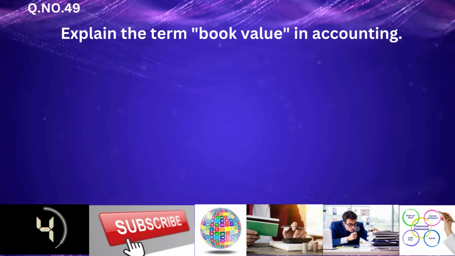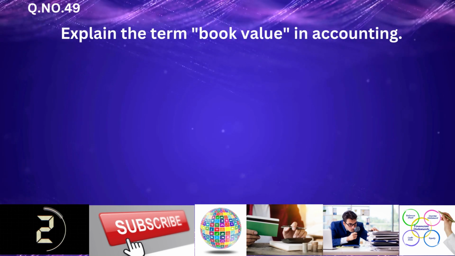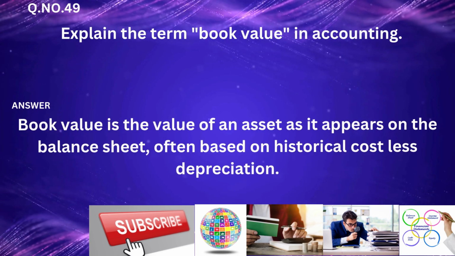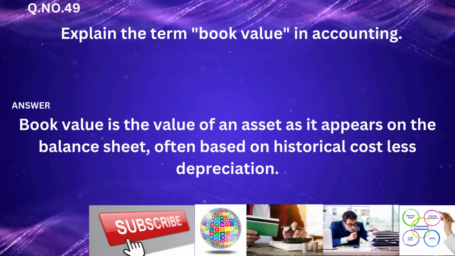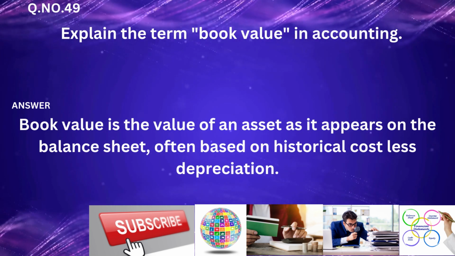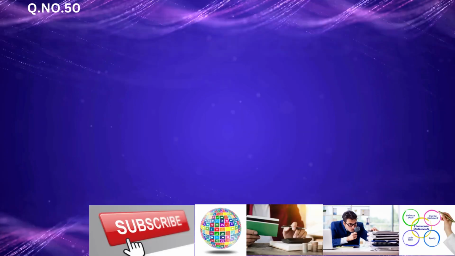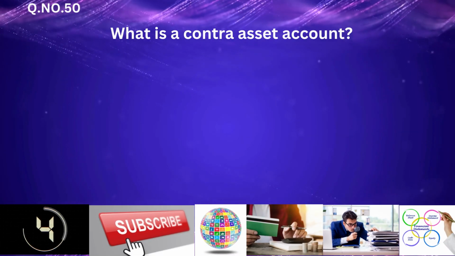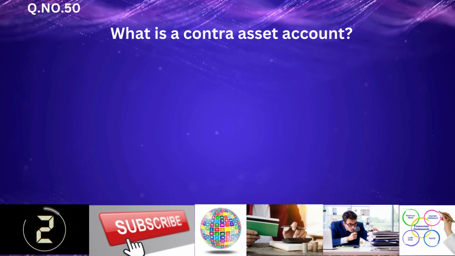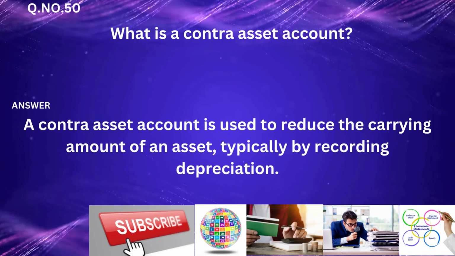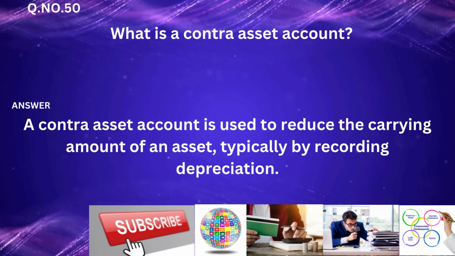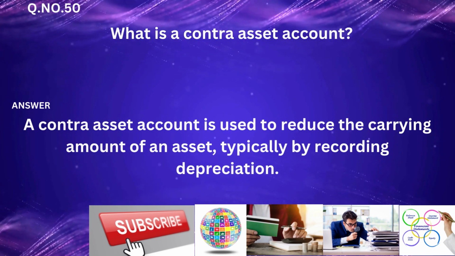Question 57. What is a debit balance in an account? Answer: a debit balance in an account means that the total debits exceed the total credits. Question 58. Explain the term write-off in accounting. Answer: to write off means to recognize an asset or debt as uncollectible and remove it from the books.